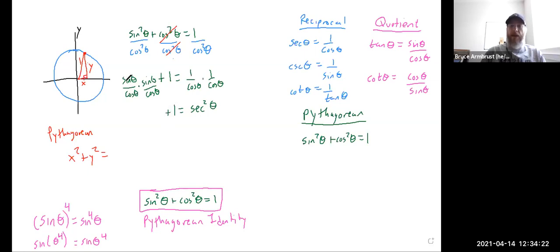Now over here we have sine over cosine. Well, sine over cosine, that's tangent. So I've got tangent times tangent, which is tangent squared. And that is your second Pythagorean identity. It shows you a relationship between tangent and secant. So there's a relationship between sine and cosine, but there's also one between tangent and secant.